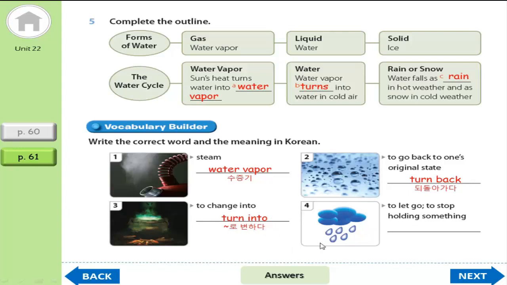Now the last picture is picture 4. We can see the clouds, and this is the rain, right? And the words to let go, to stop holding something. So what is the meaning of this word here? Okay, to release. Yeah, to release.